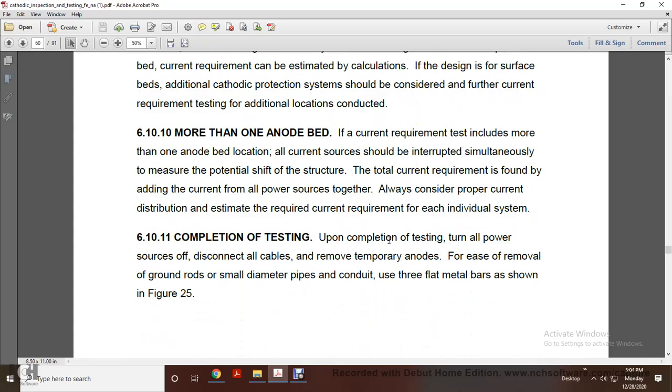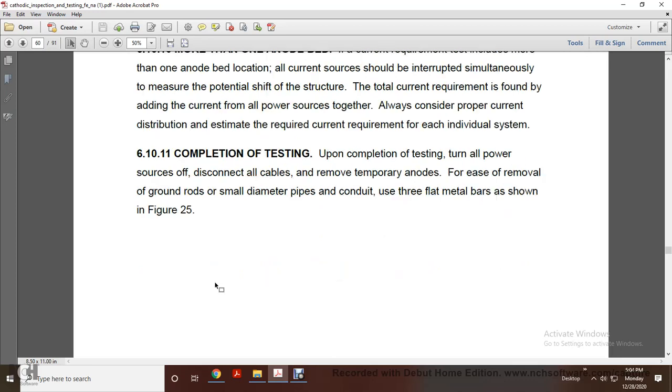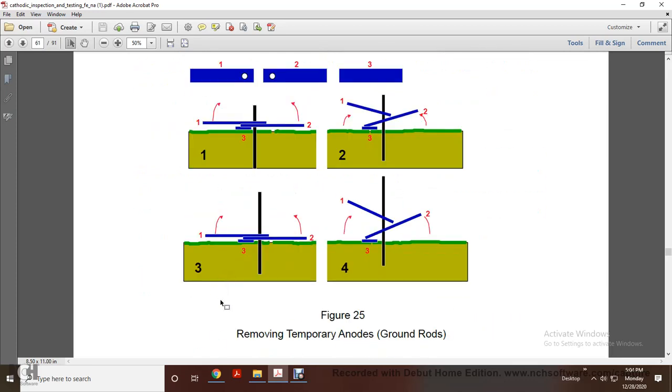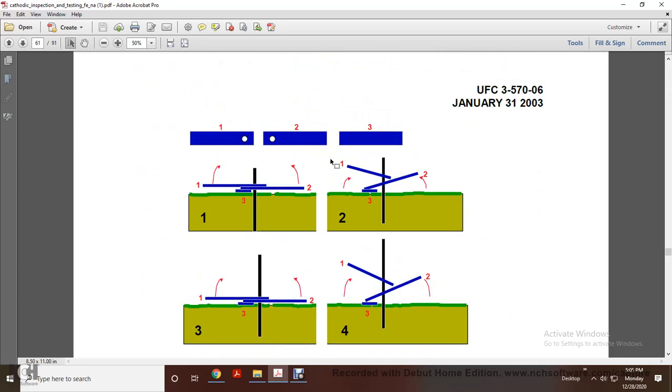610.11. Completion of the testing. Upon completion of testing, turn all power sources off. Disconnect all the cables and remove the temporary anodes, allowing easy removal of the ground rods, small diameter pipes, and conduit. Flat metal bars are shown in Figure 25. Figure 25 shows removing the temporary anodes.